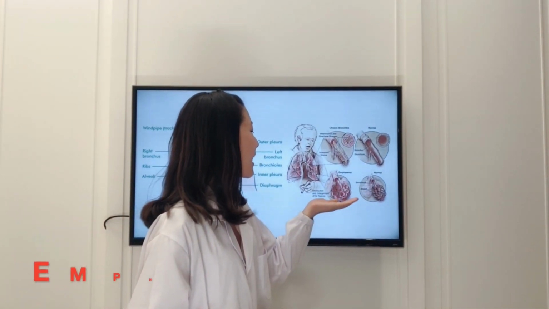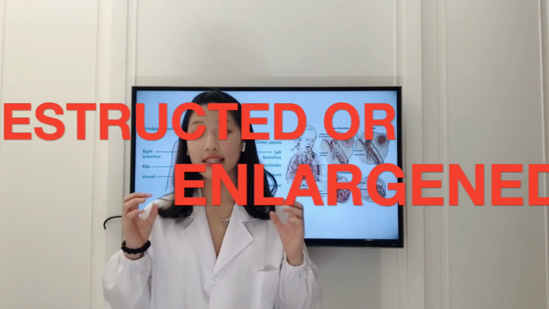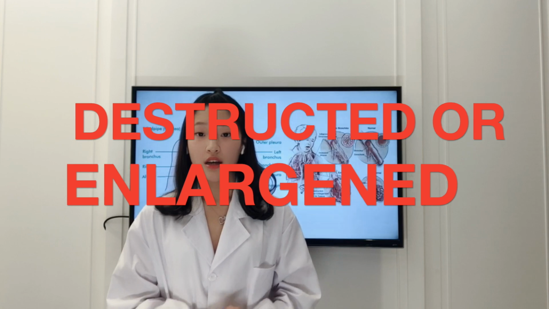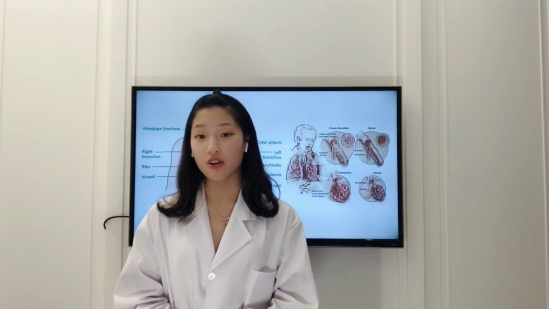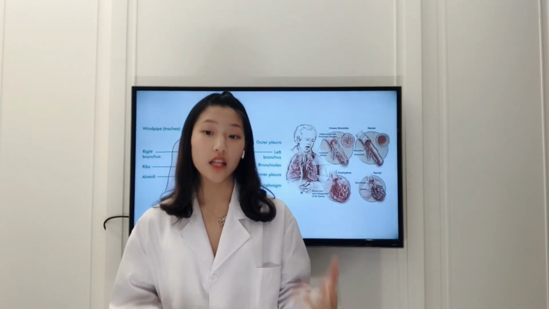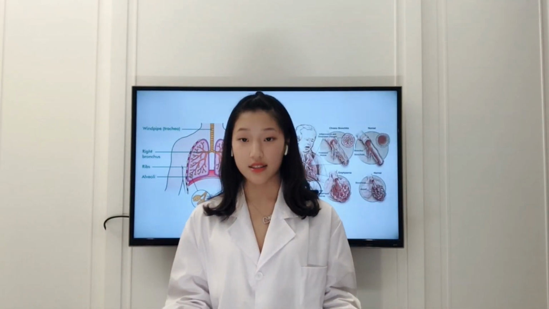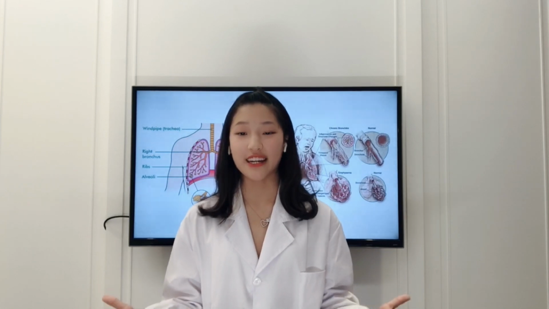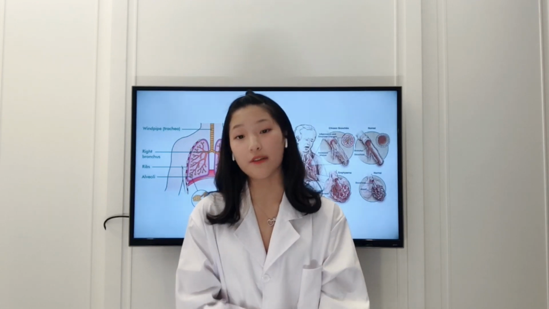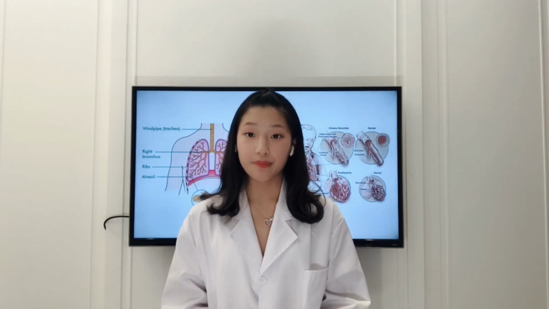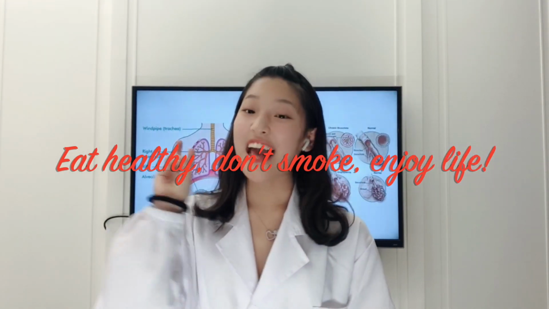The second one is emphysema. So what is that? That is when the air sacs are destroyed or enlarged. These two would cause huge problems because it would make the alveoli not function. And once a lot of alveoli stop functioning, your lungs just don't function. And that would really cause you, not only would the oxygen not go into the blood vessels, your lungs would not work. Thus, remember to eat healthy, don't smoke, and enjoy life.